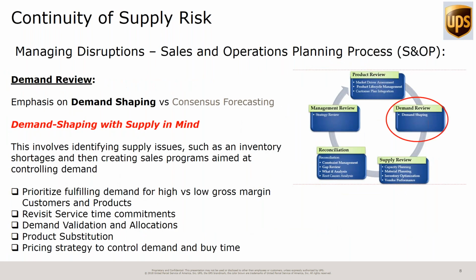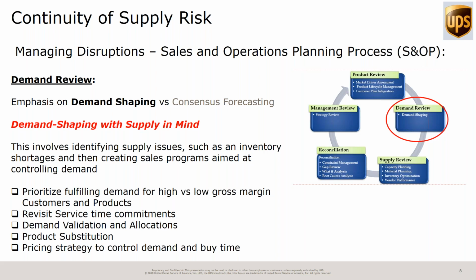Then when we think about demand review, while the usual outcome of demand review in an S&OP process is consensus forecasting, during the disruption, the objective will need to shift towards demand shaping. Demand shaping with supply in mind. What it means is identifying the supply issues, such as whatever amount of inventory you have, and creating sales programs that can help you gain control of the demand.